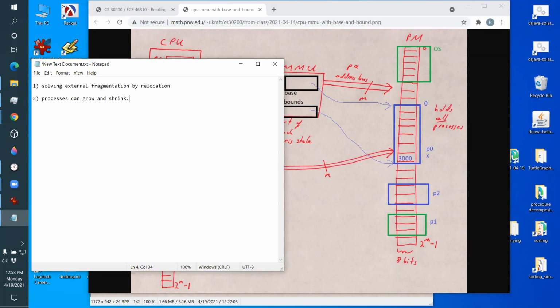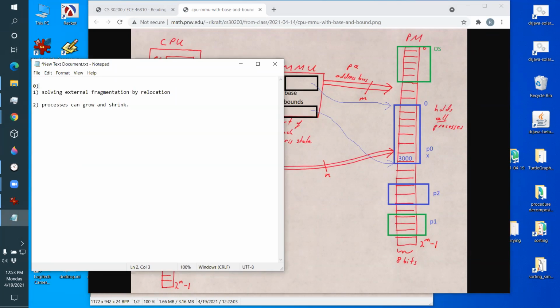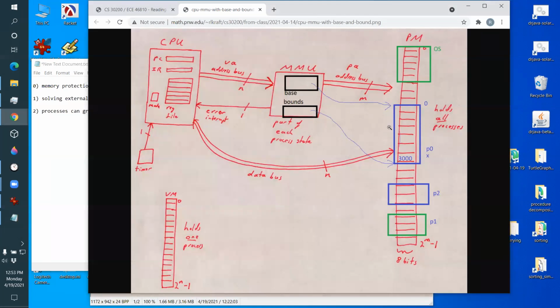Okay, growing is actually probably more important than shrinking from the point of view of most processes, but either way it'll work. Processes can grow and shrink. Now, the zeroth thing that this gives us is the real thing that this does for us. It gives us memory protection. That's what it's really designed to do: protect this process from other processes. No other process can reach inside of that memory space, and it protects the operating system from all the processes. So it protects processes from each other, and it protects the operating system from the processes.